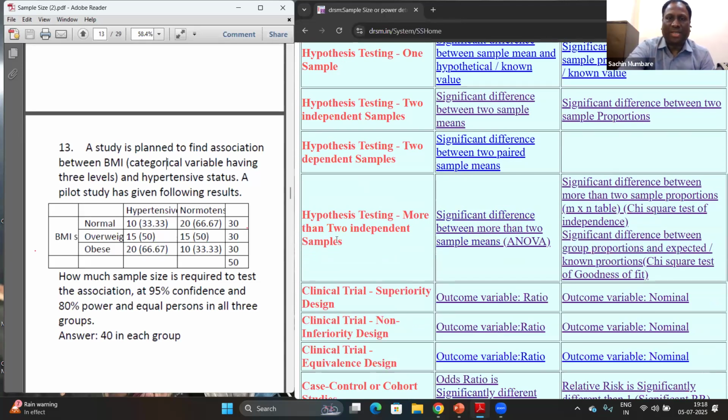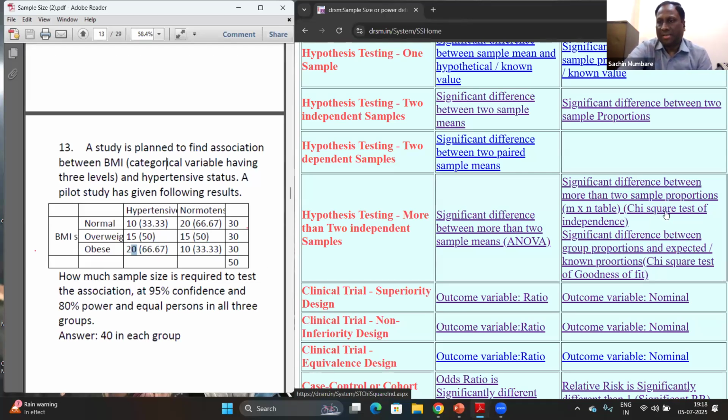Now here hypothesis testing. What we are doing? We are comparing the proportions here. 33.33% are hypertensive within normal BMI group. 50% persons who are overweight are hypertensive, and 66% persons who are obese are hypertensive. So we are comparing just these three proportions. That's why we will select hypothesis testing, more than two independent samples. These are more than two independent samples. And chi-square test of independence.